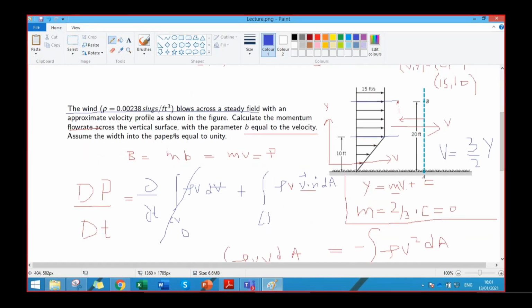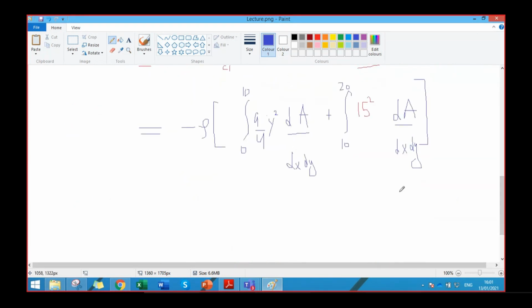If we see the problem statement, we can see that it says assume the width into the paper is equal to unity, right? So dA would be equal to dx into dy, and if dx is the coordinate into the paper, then it would be unity, and if it is unity, then it would be equivalent to dy only. Clear? So dA equals dy. Is it clear?